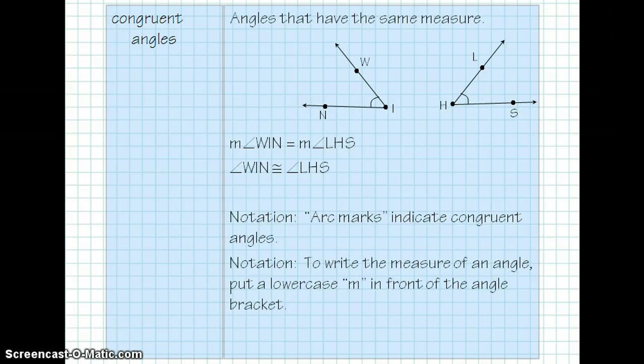And again, notice that when we put the little m in front, then we're talking about the measure of the angle. In that case, we use the equal sign. If you don't see the m, then we're talking about the angles themselves, and we use the congruent symbol.